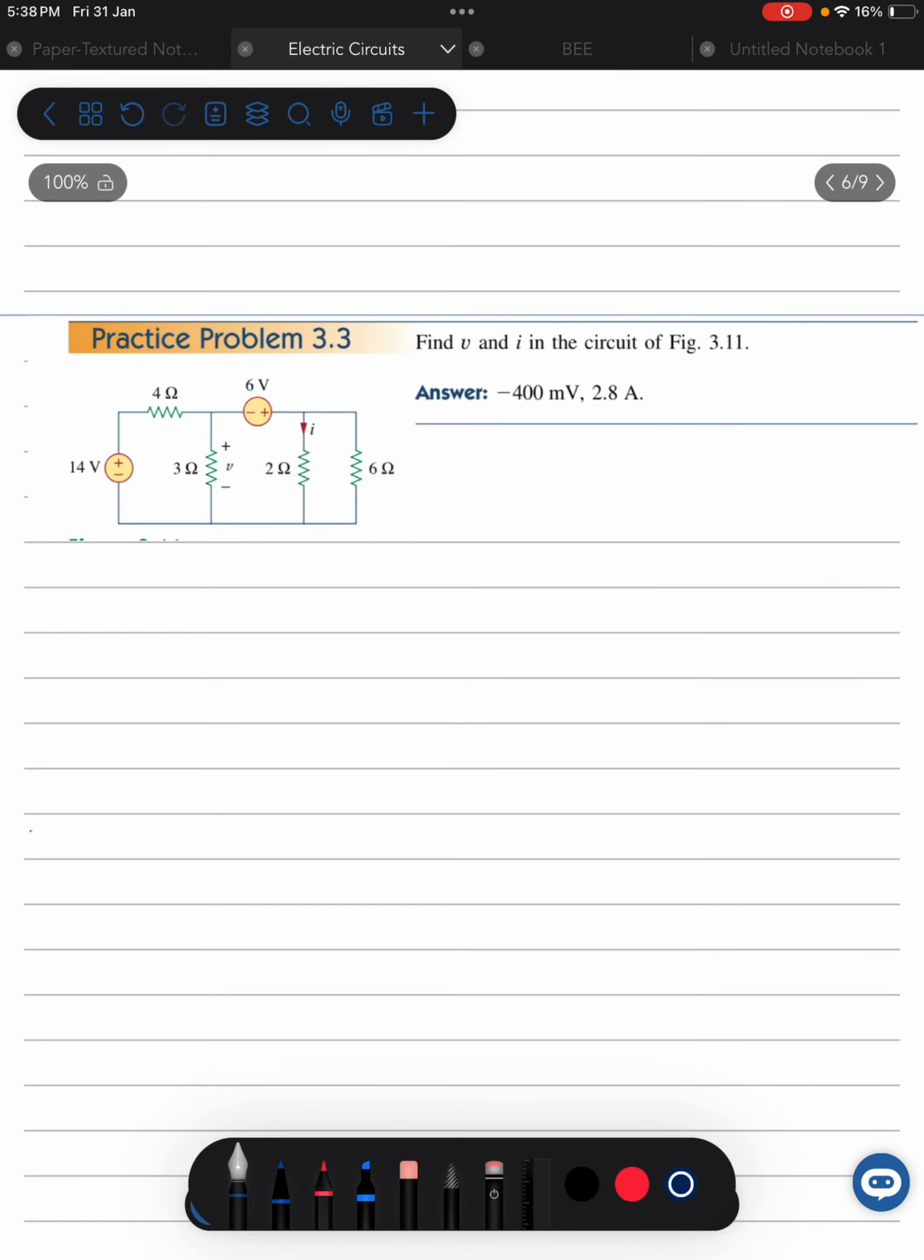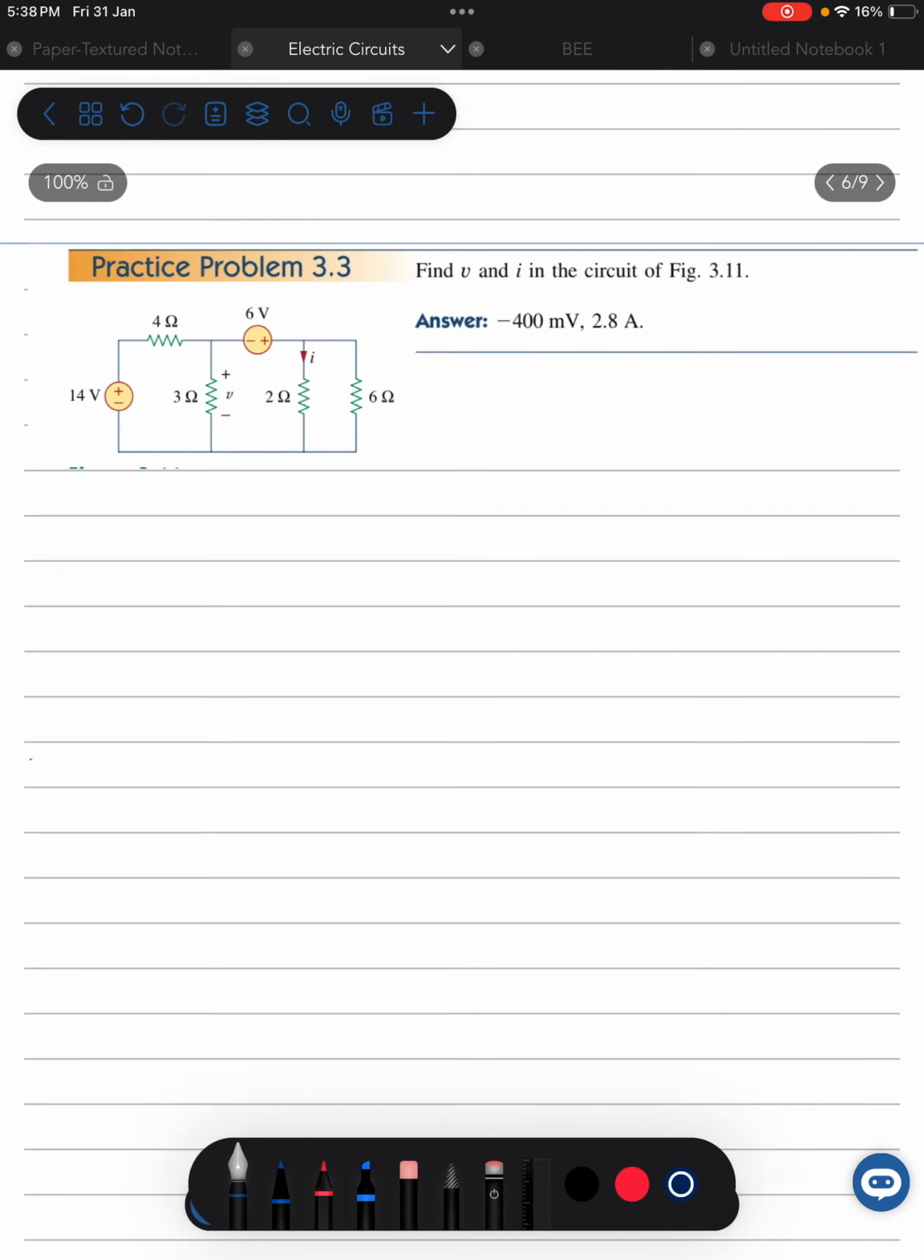So we're going to be solving practice problem 3.3 in this video from the book Fundamentals of Electric Circuits by Charles Alexander. In practice problem 3.3 we have a question of nodal analysis, and we have a case of supernode. We have been asked to find the voltage V and the current I, denoted by the symbols V and I in the circuit shown.